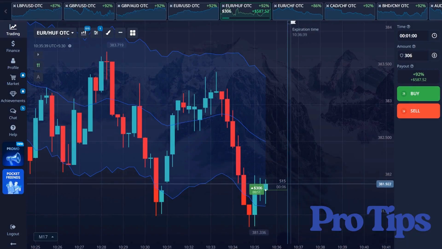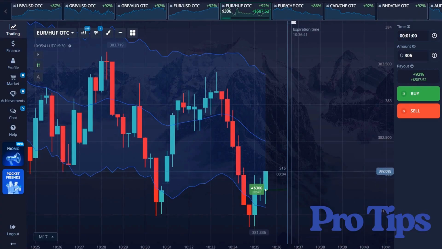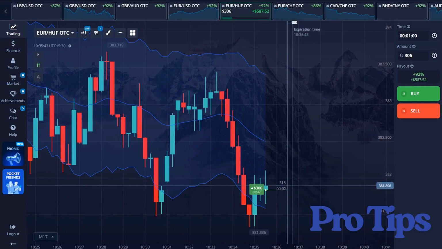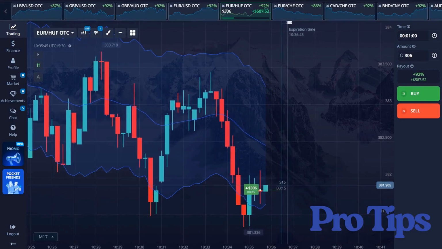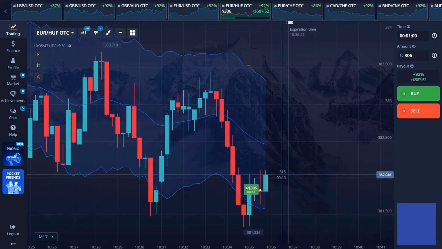Pro tips: look for wick rejections, stronger signals. Avoid trades if the breakout candle is too big. Stronger confirmation if price is near support or resistance.